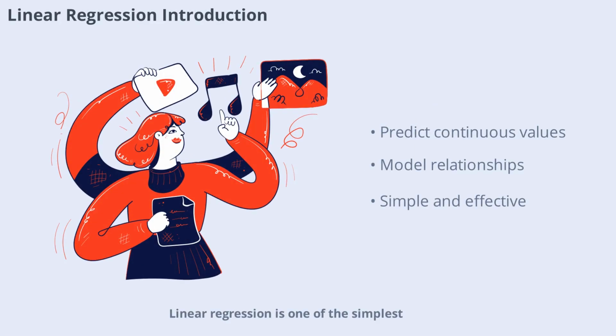Linear regression is one of the simplest and most widely used algorithms in machine learning. It's used to predict a continuous value, such as sales or prices, based on input features. By fitting a straight line to the data, linear regression models the relationship between variables and helps you make informed predictions.